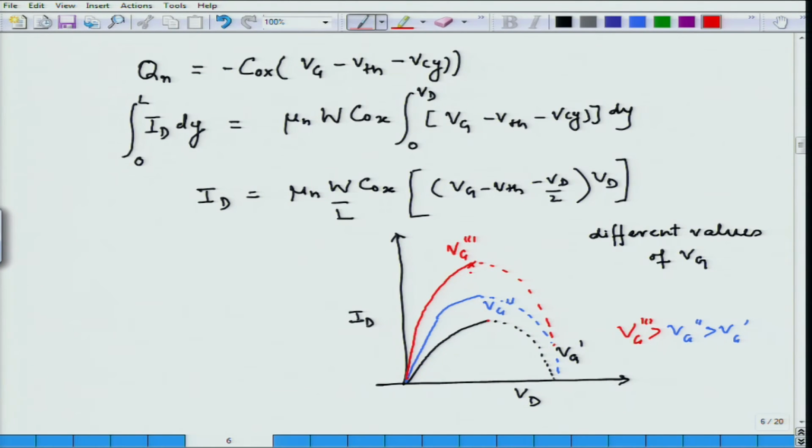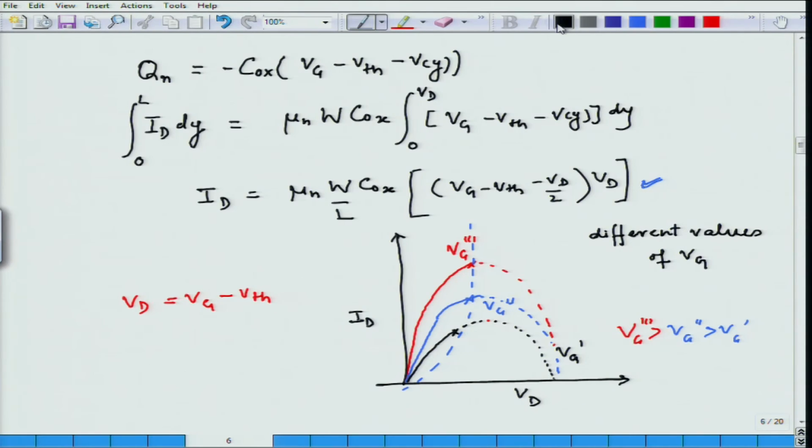So, at the pinch off point, when the applied drain voltage becomes equal to V_g minus V_threshold, for each value of V_g, it occurs at a different point. So, this would be the pinch off point for V_g', the pinch off point for V_g'' will be here, and for V_g''' is up there. So, the pinch off starts from here, and after that, when we continue to increase the gate voltage, the current does not increase. This equation does not apply after pinch off. So, at that point the current saturates, and that is why we see a behavior like this. And this is I_D saturation.